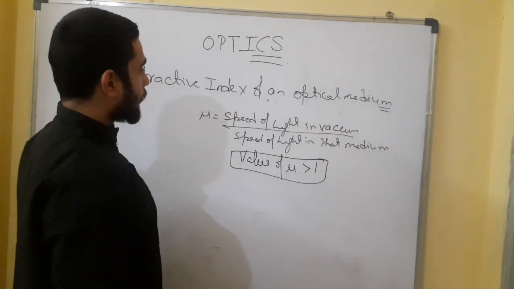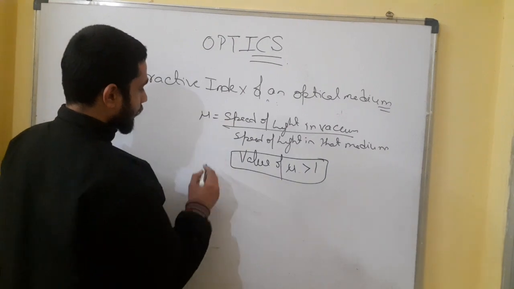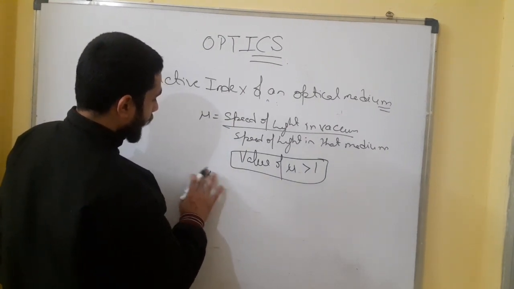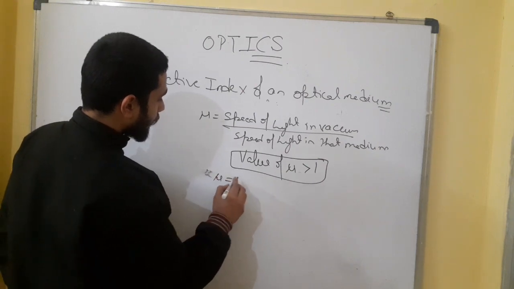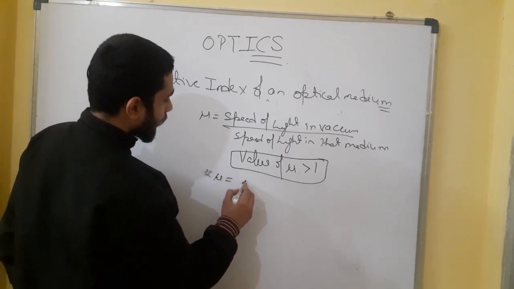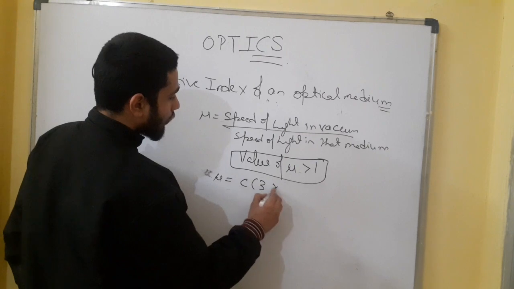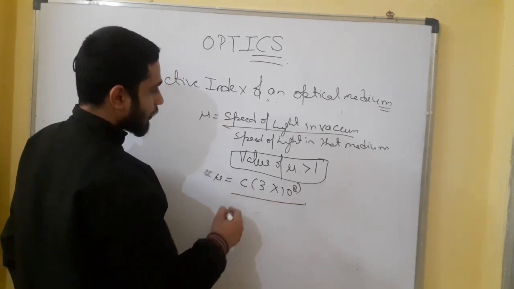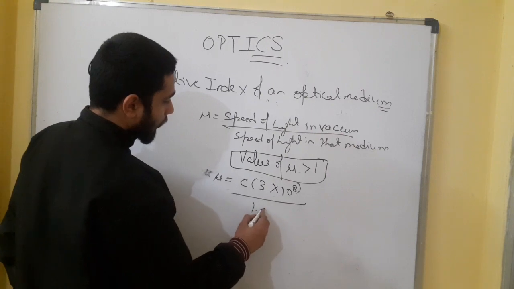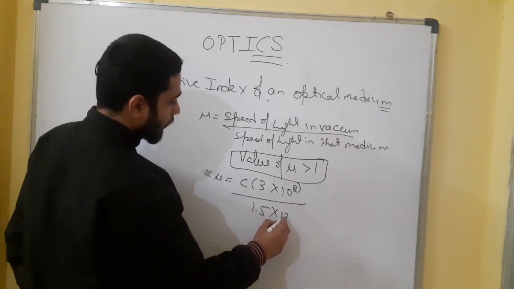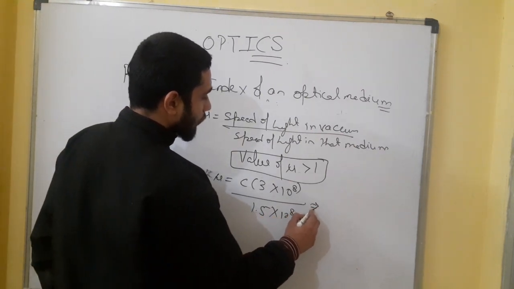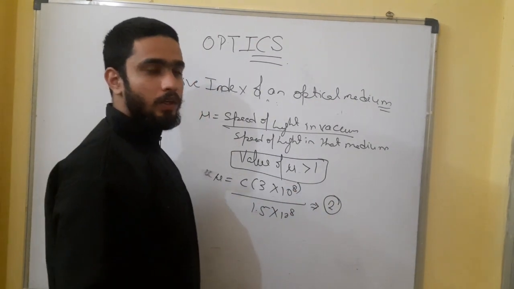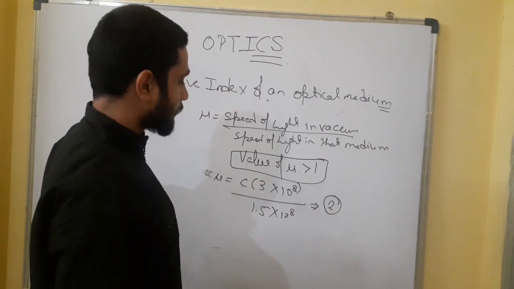Okay. So how will we calculate? We have the speed of light in vacuum which is 3 into 10 power 8, and in the medium it is given, suppose, 1.5 into 10 power 8. So value of mu is 2. So like this we will calculate the value of mu.